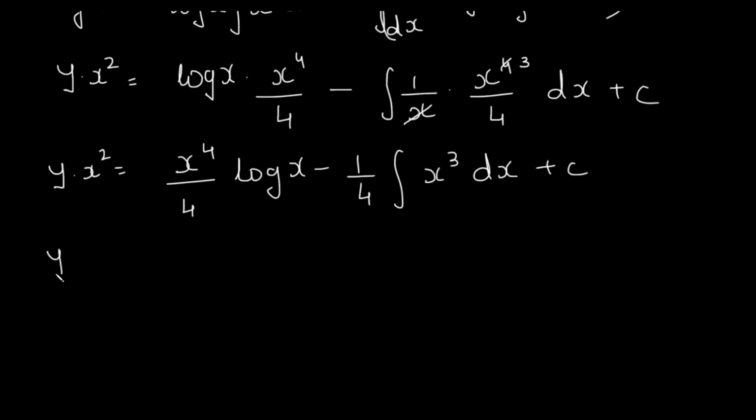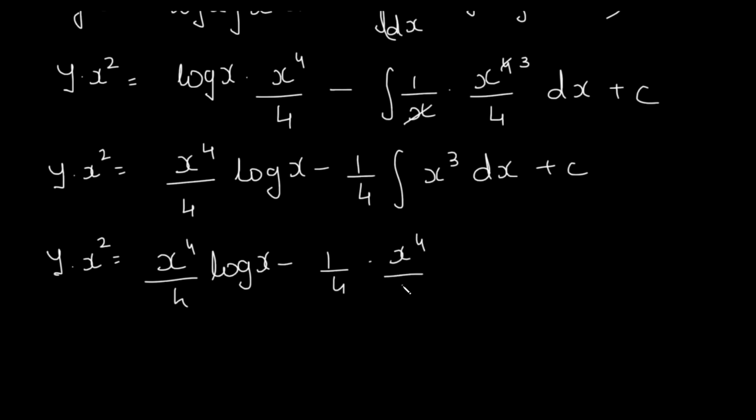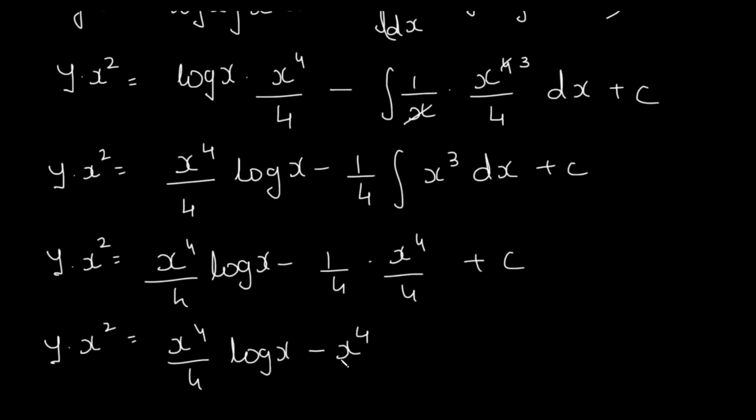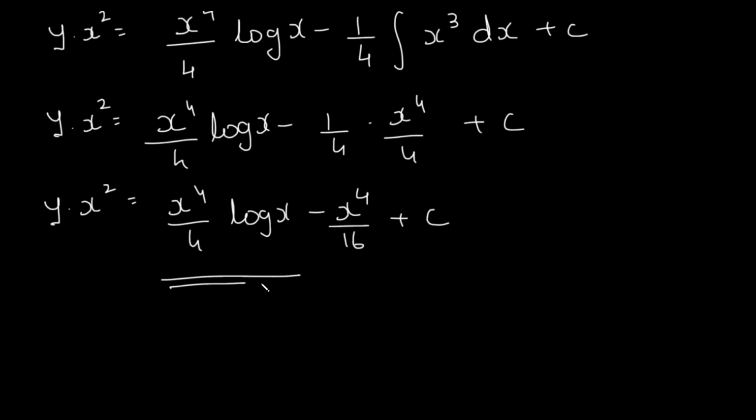Then we have y into x square is equal to, now here x cube becomes x raised to 4 upon 4 plus c. So writing it in a proper manner, we have y into x square is equal to x raised to 4 upon 4 log x minus x raised to 4 upon 16 plus c. So thus we solve this particular equation.